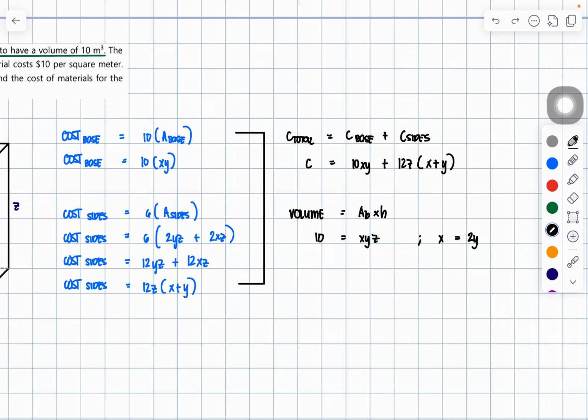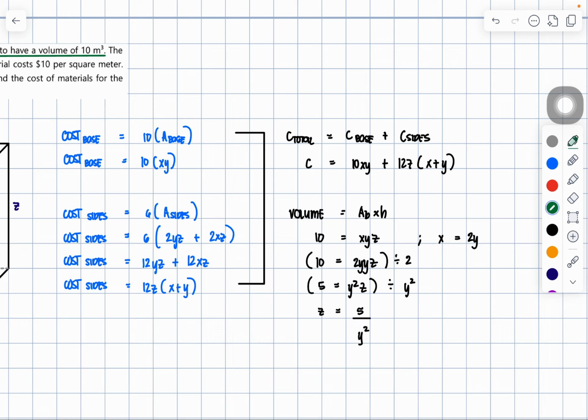So for the volume now, we have 10 is equal to, change x to 2y, so you have 2y times y times z. Okay, divide both sides by 2, so we have 5 equals y times y, that would be y squared, and then we have z here. Divide both sides by y squared para matira na lang si z, and then you flip it, so you have z equals 5 over y squared.